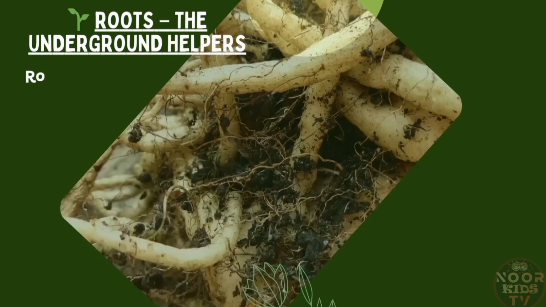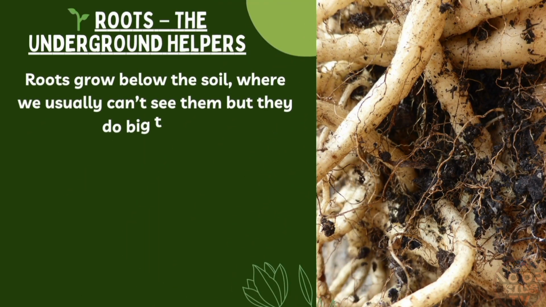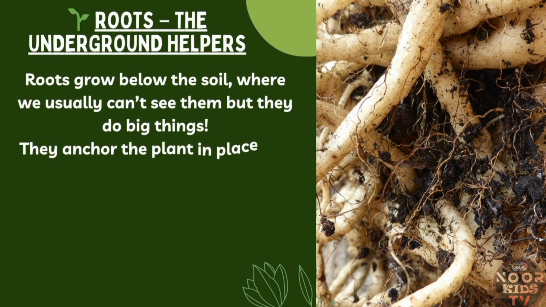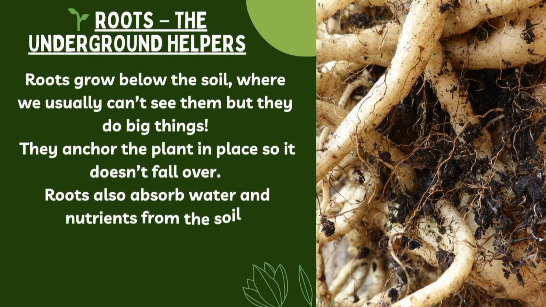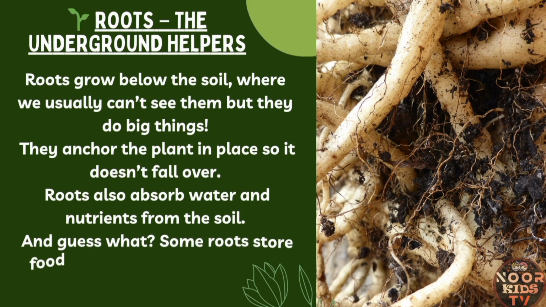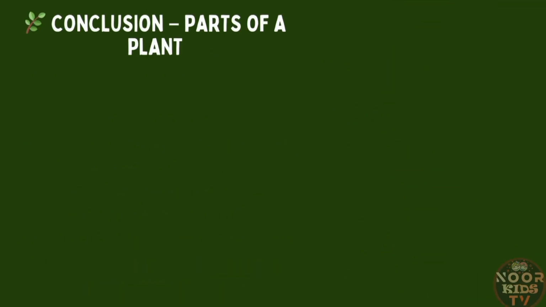6. Roots, the underground helpers. Roots grow below the soil, where we usually can't see them. But they do big things. They anchor the plant in place so it doesn't fall over. Roots also absorb water and nutrients from the soil. And guess what? Some roots store food for the plant, like carrots and radishes. Yummy!